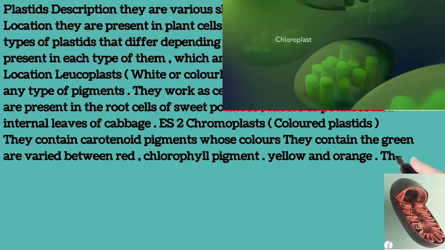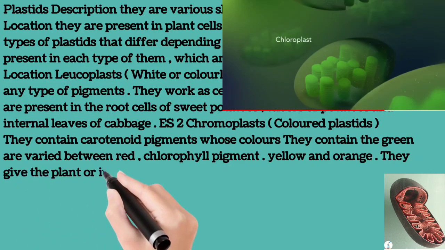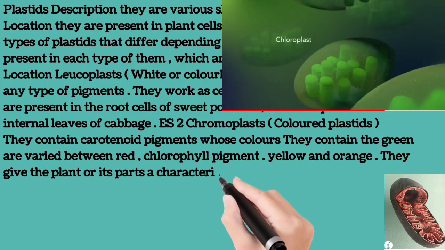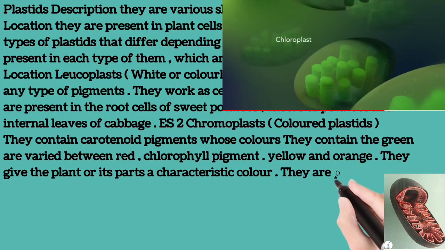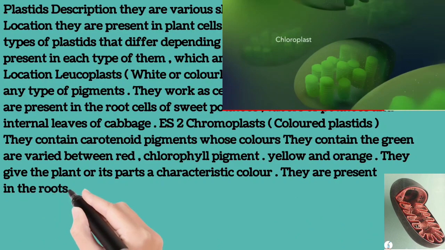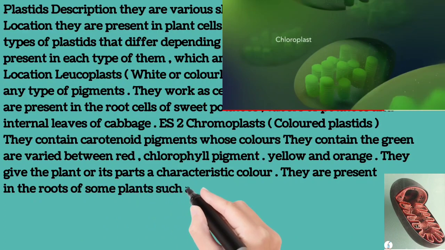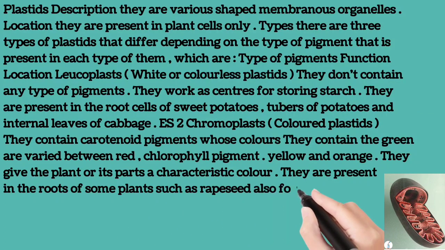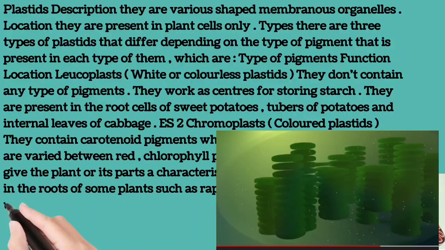Chloroplasts, green plastids. Photosynthesis occurs in them, where chlorophyll pigment transforms the light energy of the sun into chemical energy that is stored in the chemical bonds of glucose. They are present in the leaves and stems of green plants.